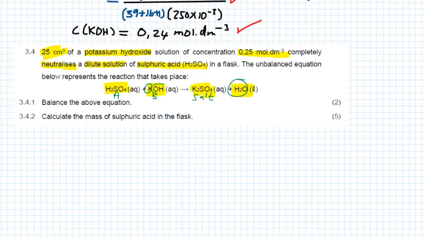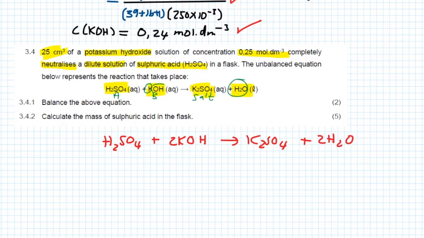Question 3.4.1 says that we should balance this chemical equation. This is a skill that you should know from grade 10. We're going to have 1 mole of H2SO4 react with 2 mole of potassium hydroxide to form K2SO4 plus 2 mole of H2O. In this case, you're going to get 2 marks on condition that the entire equation is balanced. Now that we have a balanced equation, we can go on to question 3.4.2, which says calculate the mass of sulfuric acid in the flask.